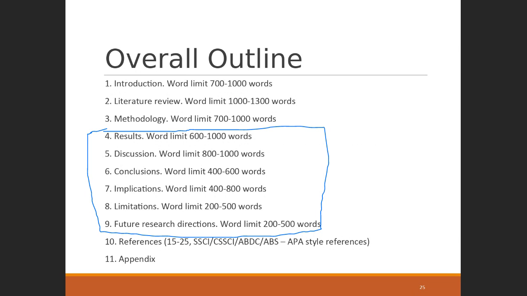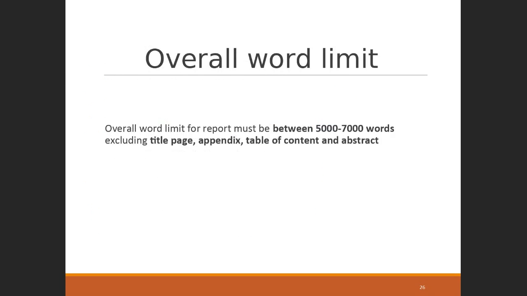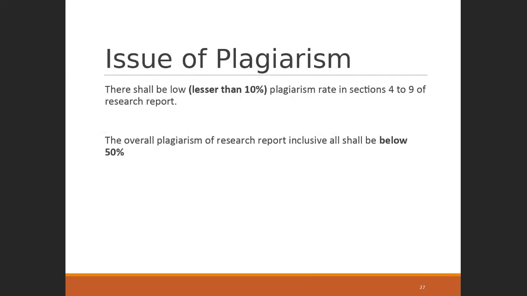For other sections, because these sections are directly borrowed from your AS1, AS2, AS3, to incorporate this borrowing into your research report, we have levied a limitation of 50% plagiarism. So there should be a 50% plagiarism limit in your research report. This is the limit.